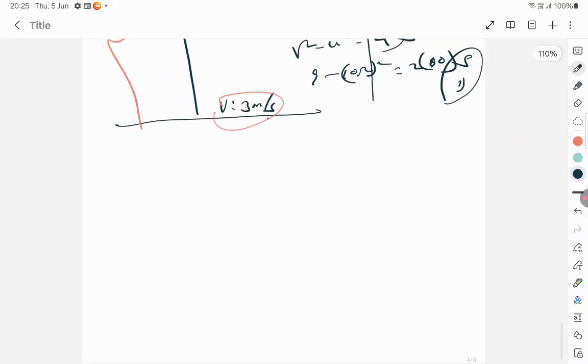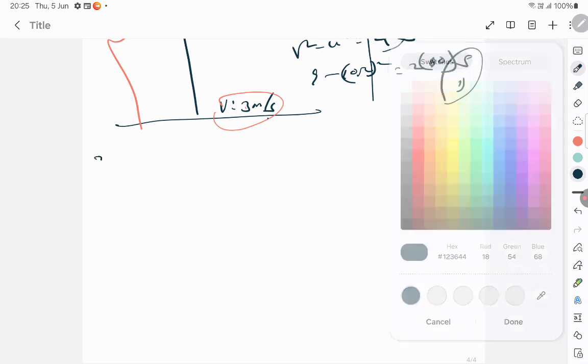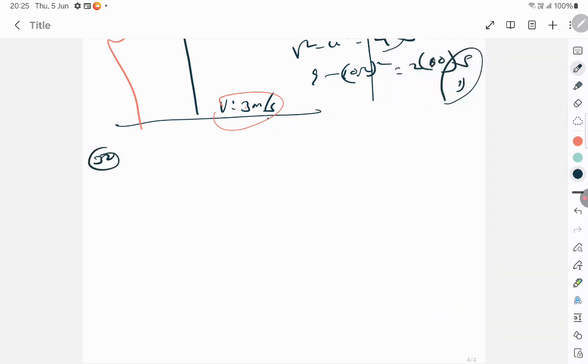32nd question. A ball A is thrown vertically upwards with a speed of 25 meter per second from the ground. Another ball B is thrown vertically downward, giving velocity.